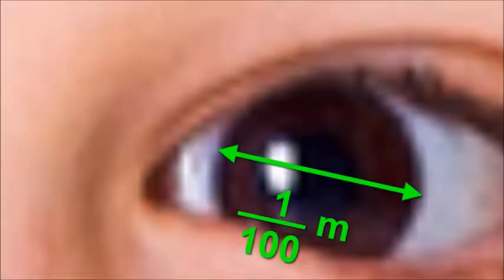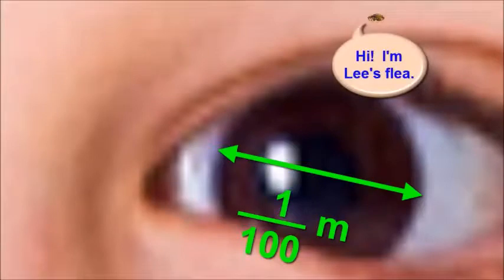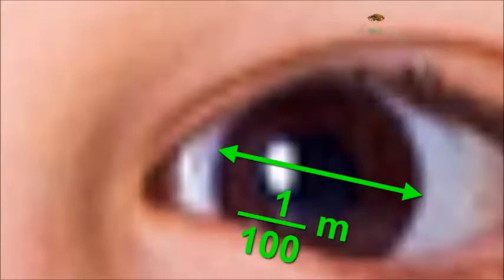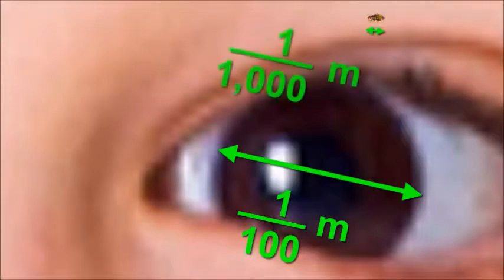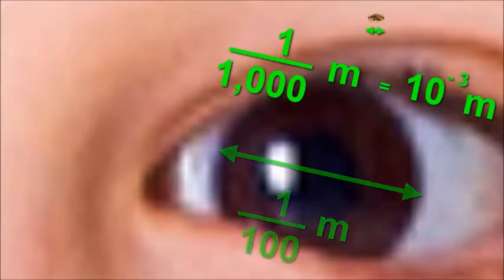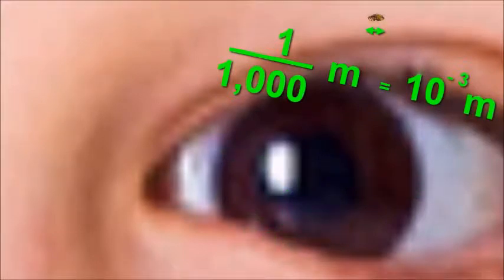Now what's 1/10 of the width of his iris? Hey, did you see the flea that jumped onto Lee's face? Lee's got a flea. Coincidentally, a flea is 1/10 of the width of his iris. That makes it about 1,000th of a metre, or 10 to the negative 3 of a metre. 1,000th of a metre is also called a millimetre.